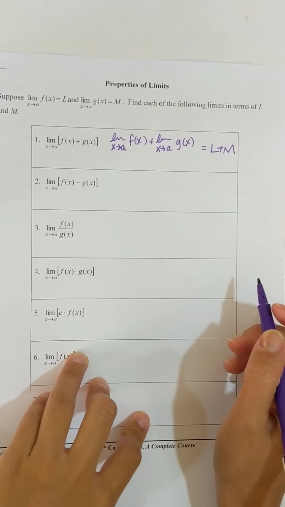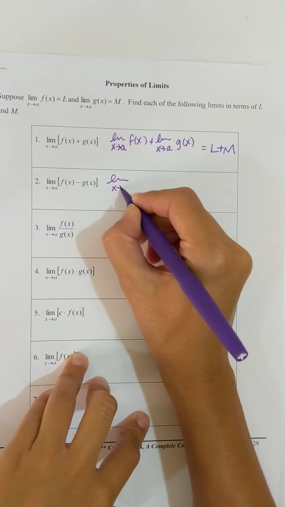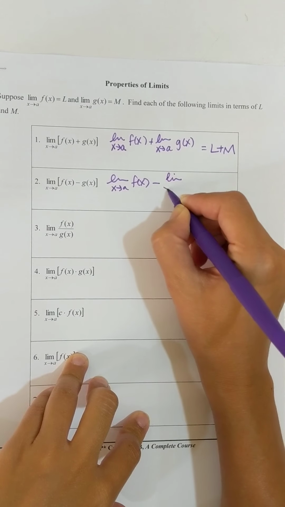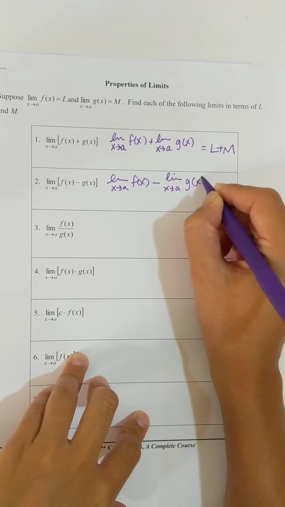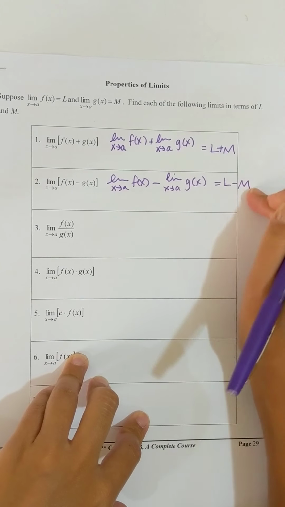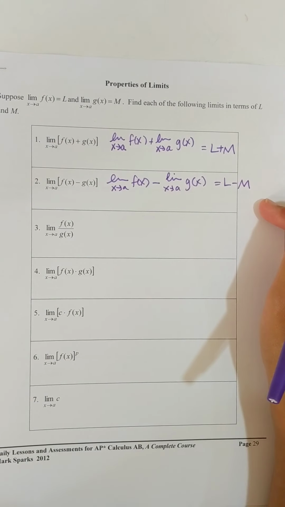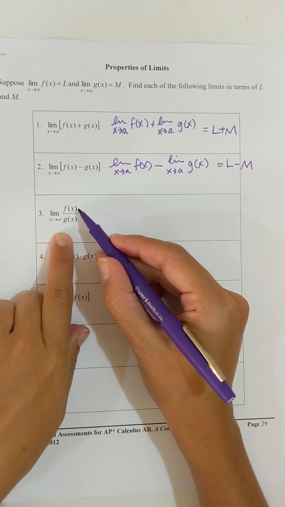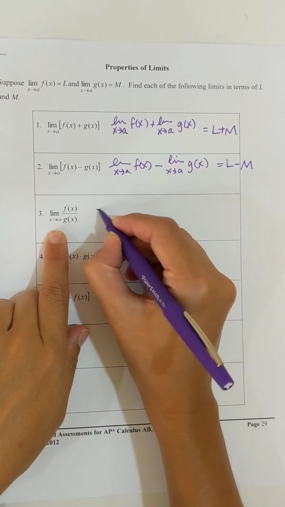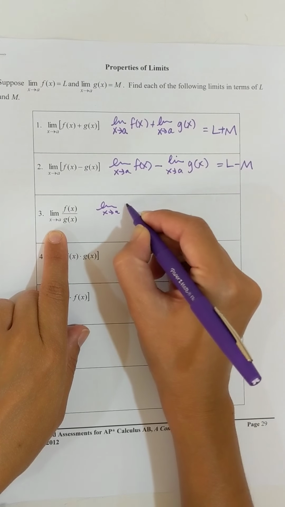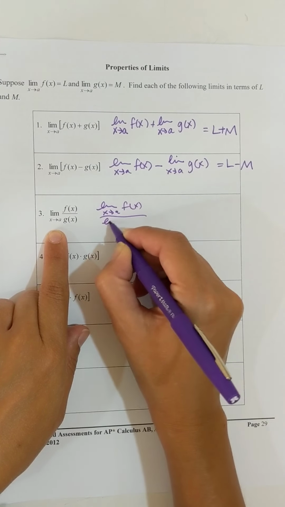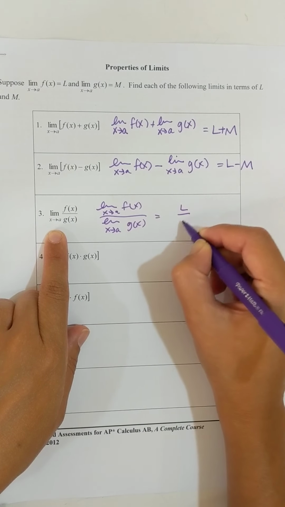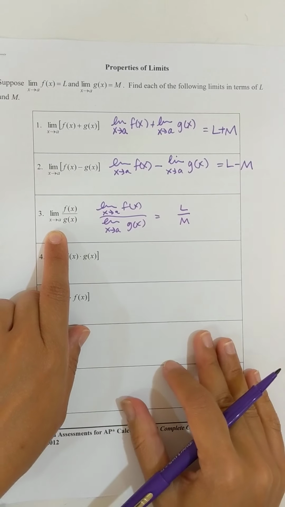Same thing when you're subtracting them. This becomes that. Subtract the limit as x approaches a of g of x, and it's just L minus m. So those are just kind of inverses of each other. The same is kind of true when you have two different functions. So f of x over g of x as x approaches a, you can think of it as the same as this, which just equals L over m. The value of that's L, the value of that's m.